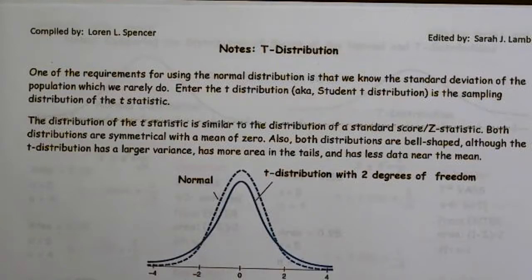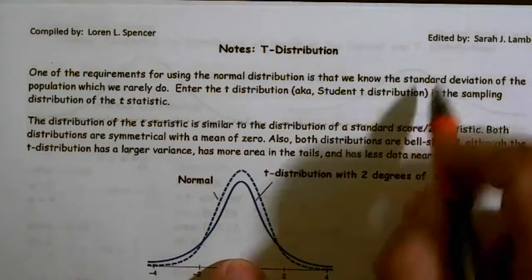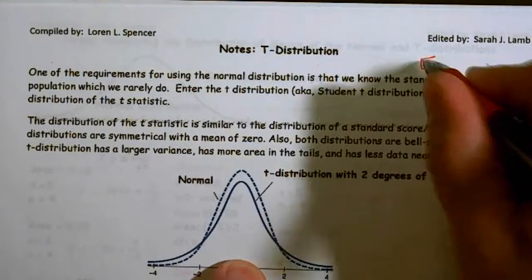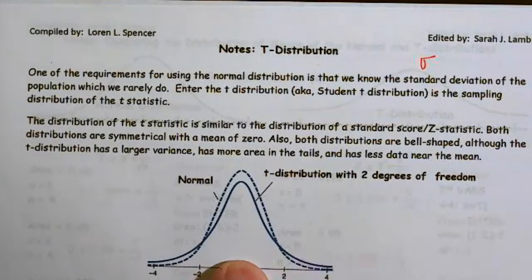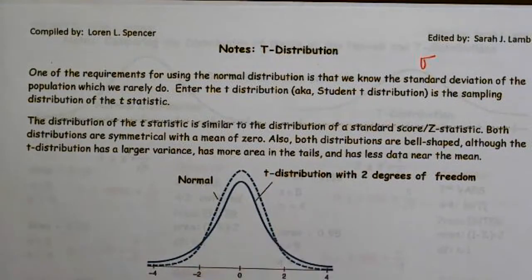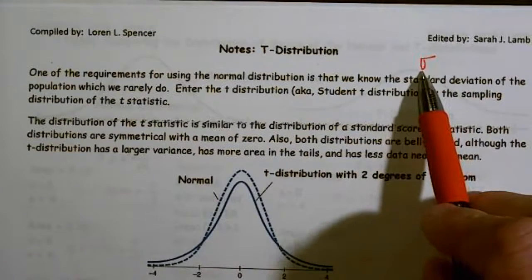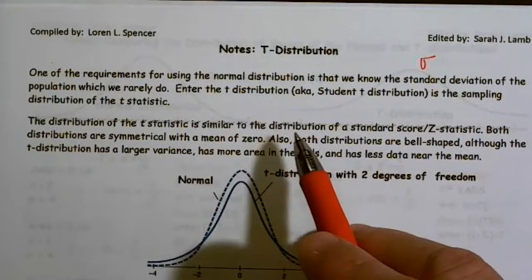Okay, so we're going to introduce the t-distribution, but we want to back up and discuss a little bit about the normal first. One of the requirements for using the normal distribution is that we know the standard deviation of the population. In reality, in statistics, we rarely know anything about the population, whether it's the mean or the standard deviation, which is why we take samples to determine them. But we have to know the standard deviation of the population to use the normal distribution. And if we don't, we're going to have to use the t-distribution.